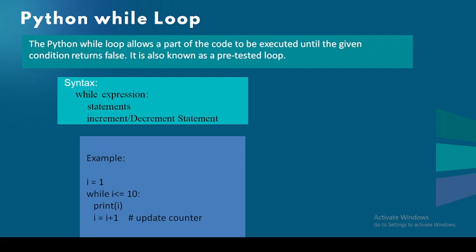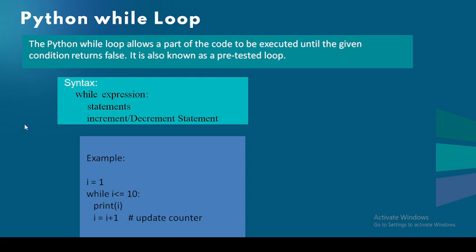Look at my syntax: while, and then the expression, or you can say the condition. If the condition is true, the statement will be executed. Inside the while loop, we have the different statements that will be executed, and after the statements, we have the increment or decrement statement. Now look at the syntax. After the while expression, there is a colon. This is an important part of Python: whenever a loop starts, after the condition, after the expression, we have to put a colon. This colon identifies that my indentation is going to start. In Python, the indentation is very important.